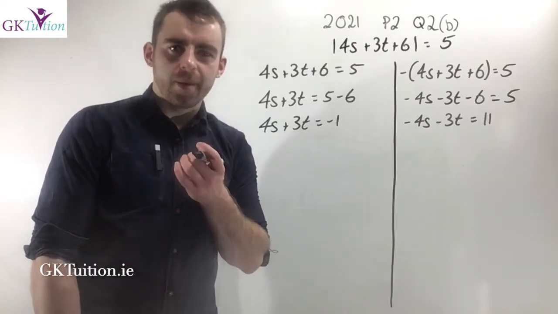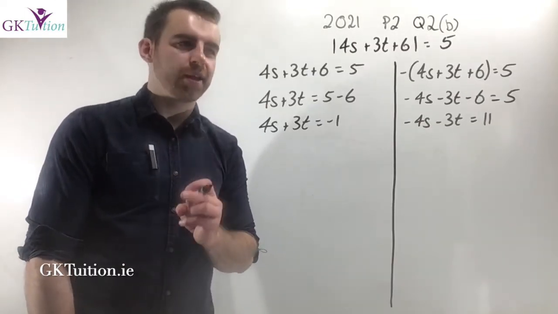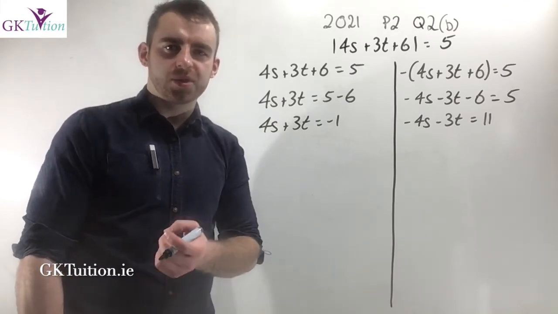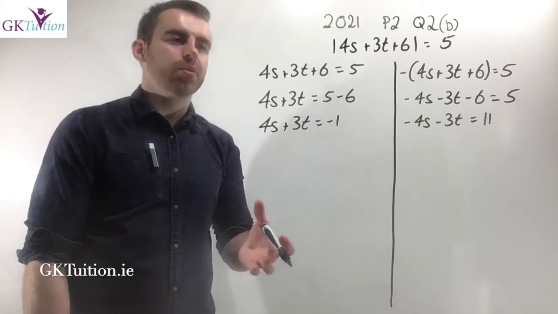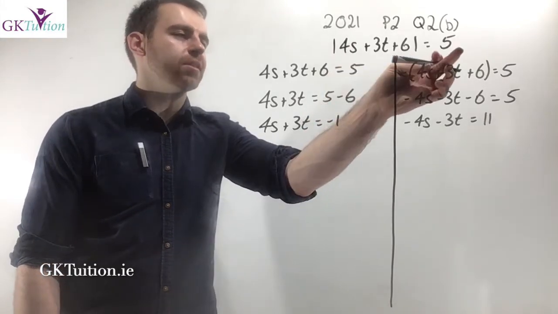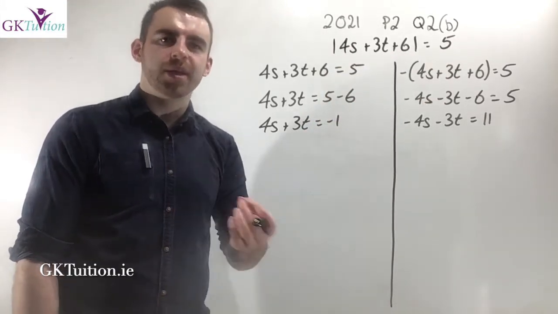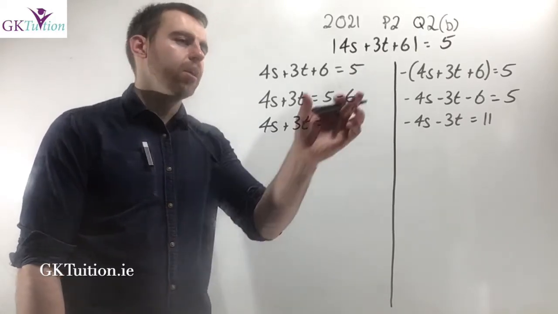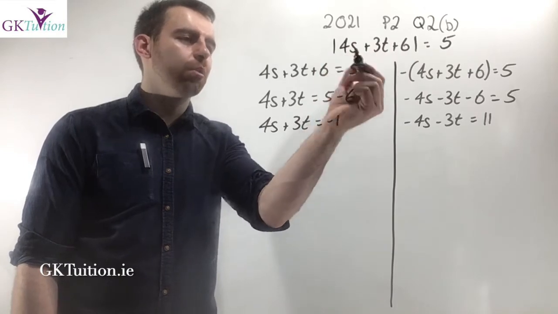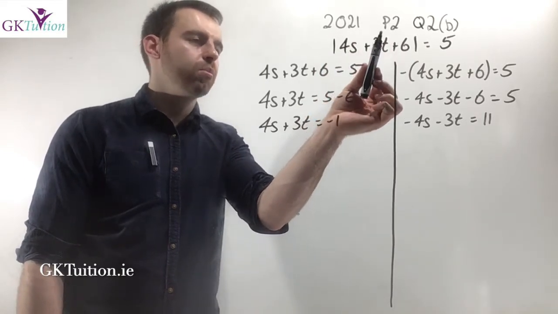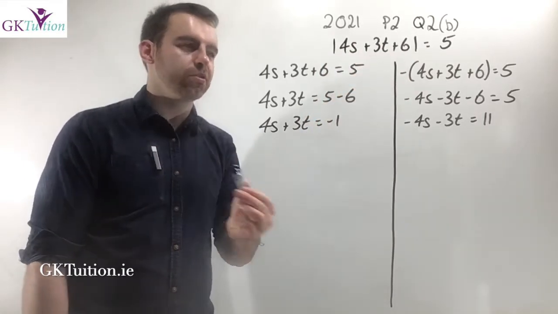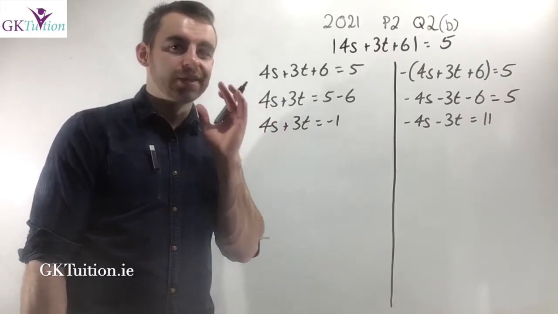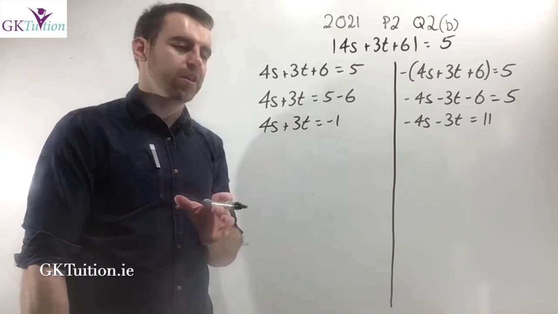Okay, so you need to remember that there are two methods for eliminating modulus signs. One way of doing it, and one that we commonly use, especially in algebra, is squaring both sides. If you square the left-hand side and square the right-hand side, you can eliminate the modulus signs. But that is absolutely not what you want to do here. If you square the left-hand side, it's double brackets. You have to multiply 4s plus 3t plus 6 by 4s plus 3t plus 6, and the question would be an absolute nightmare. So that's not the way to go in this scenario.